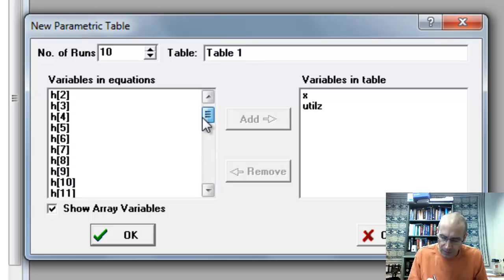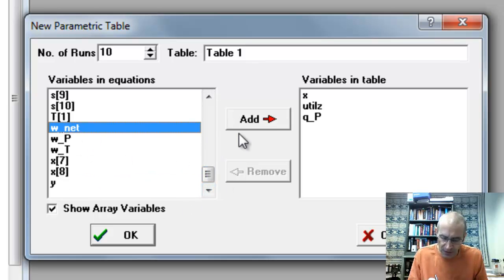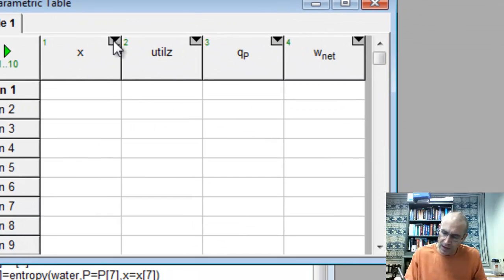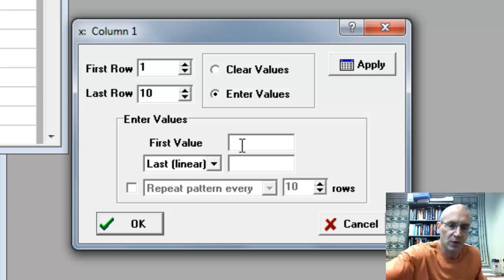the amount of process heat. So we'll go ahead and look at the amount of process heat. And let's look at the network. Okay, so let's look at X, and we'll have that go from 0 to 0.2. Our problem was 0.1, so we're going to look at 0 to 20%.